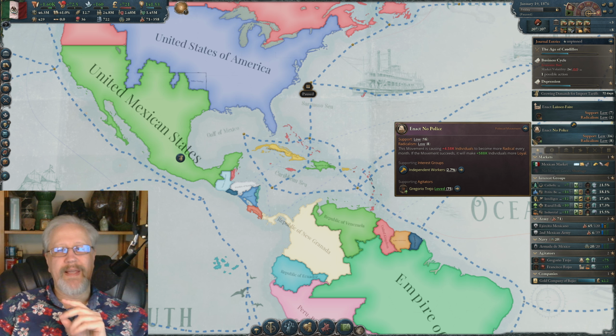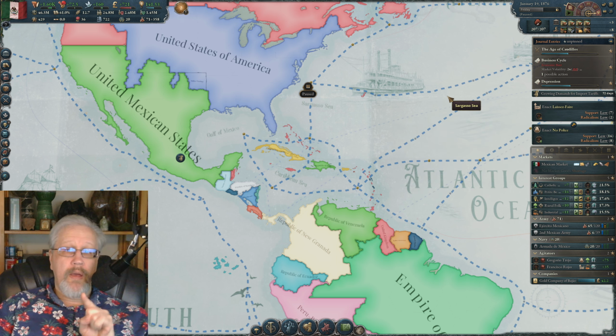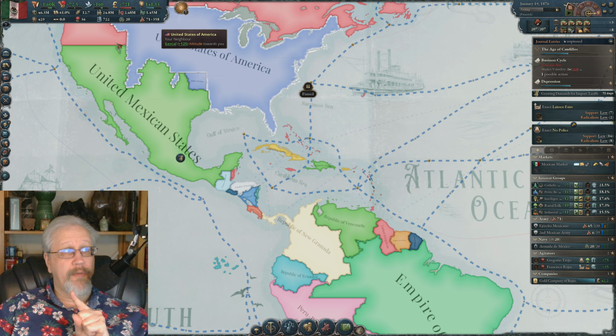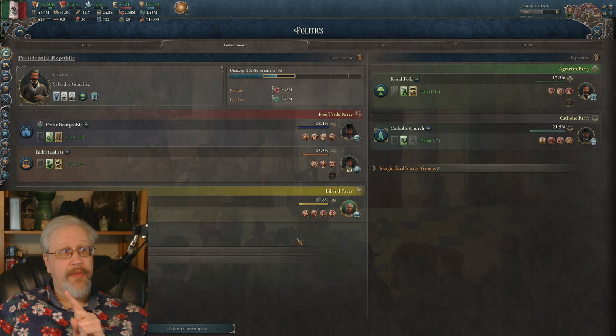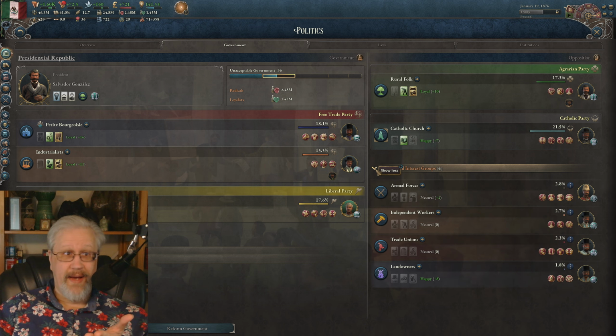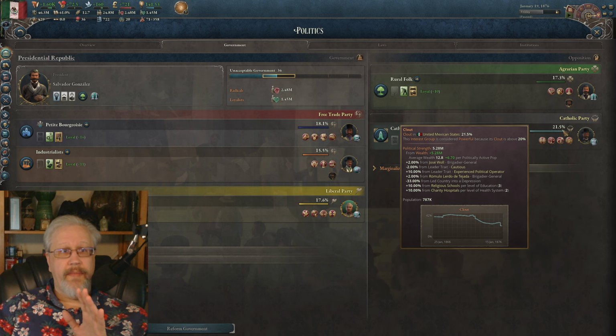They have no police. But we did have a change of government. That's why it looks so terrible here. We're at 36, because the landowners are out. In fact, they're marginalized. The army is marginalized. They're like trade unions and independent workers, except the workers are going to grow in strength. The Catholic Church is still strong, and they're out of government.